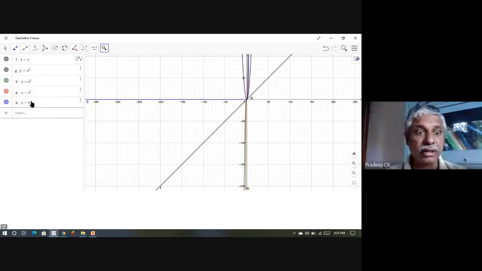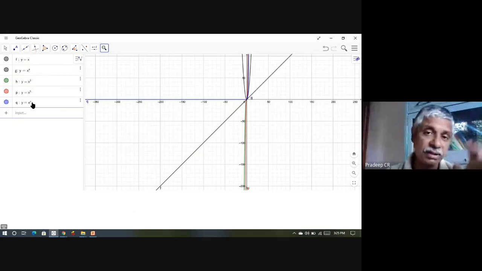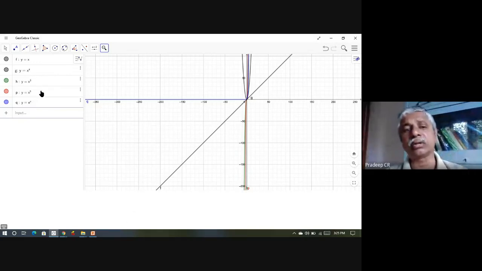E power x will be bigger than any monomial you take. Even if you take x power 1000, e power x will be bigger than that. Not for small values of x, but for very large values of x. I'm not going to prove such things, but I just want you to be aware. E power x is a function which beats all polynomials hollow. That's why we use this word exponential growth.